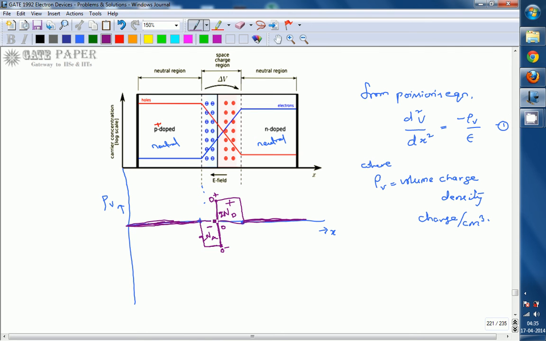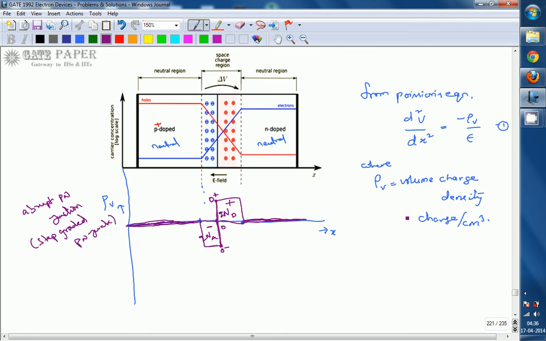So at 0 minus you have a large negative charge, at 0 plus a large positive charge. There is a sudden change at x equal to 0, from large negative to large positive. This is called sudden, that is abrupt. This is the abrupt p-n junction volume charge density. Remember that one. Abrupt p-n junction. It is also called a step graded p-n junction.